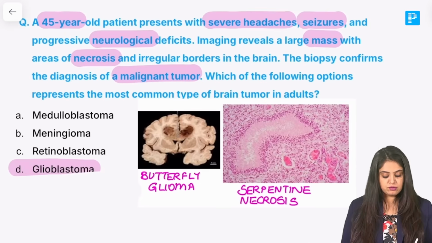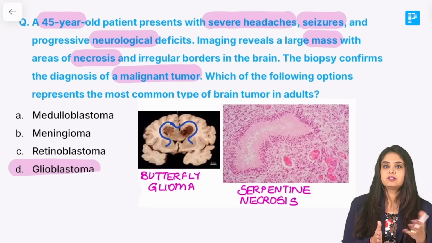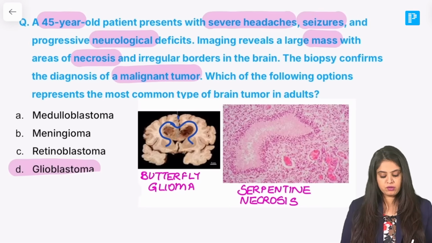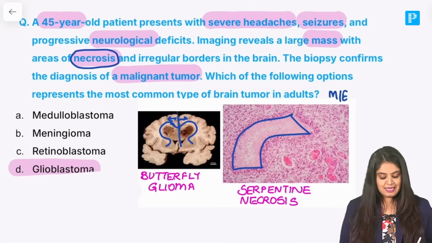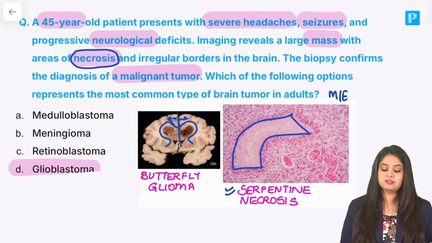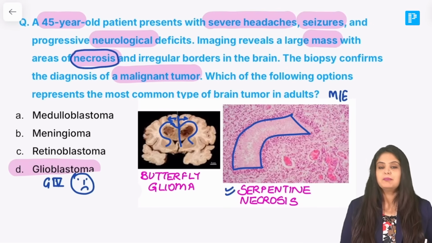Number 1, this is also known as the butterfly glioma because this will cross the midline. You can see it is seen on the left side and the right side of the brain. So because it is crossing the midline, it is looking like a butterfly. Secondly, because they mentioned necrosis on imaging, how does that look under the microscope? So you can see that there is some dead pink material, but that is wavy like a snake. And that is known as serpentine necrosis. As I said, it's a grade 4 tumor, so of course the prognosis is going to be bad.